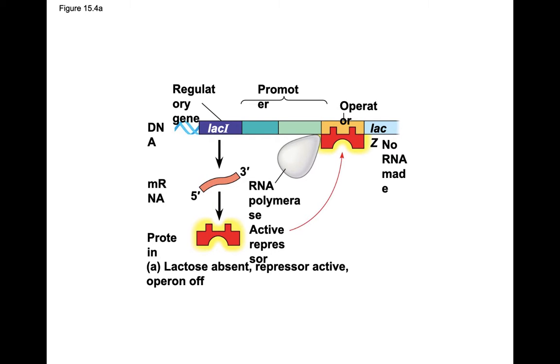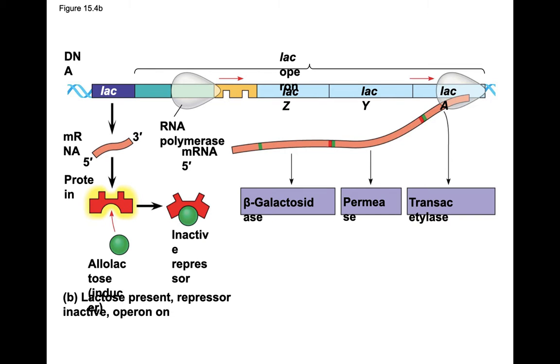So in this case, we have our lacI regulatory gene that makes an active repressor that is going to almost always bind to the operator. And this is an inducible operon, so we have to turn it on. It is usually off. When the operator is connected to the repressor, RNA polymerase is not going to bind, so we make no RNA.